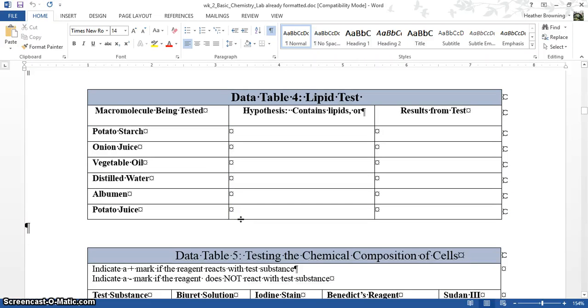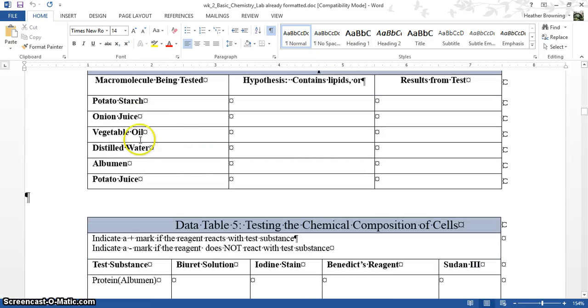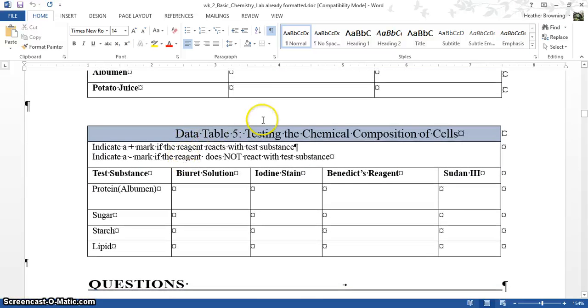Get to test everything. The lipid test. Hopefully you'll see lipids in oil, probably not in water. Then the testing for the chemical composition. So this is where you take all the information you had from the above and shove it into here, right? So if you saw it, let me get down to here. If you saw it, you'll put a plus. If you don't see it, you'll say a negative, right?